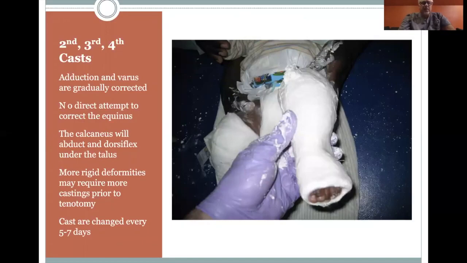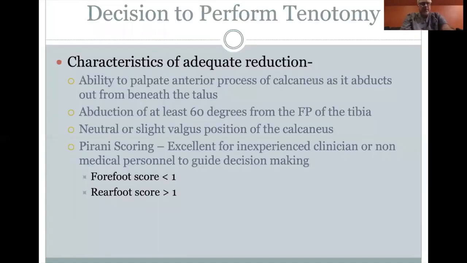The second, third, and fourth cast is going to consist of adduction and varus, which are gradually corrected. There's no direct attempt to correct the equinus deformity. The calcaneus will abduct and dorsiflex under the talus as you're moving the foot over. More rigid deformities may require more than 4 or 5 or so casts. You may have to go up to 7 or 8. And then you change the cast about every 5 to 7 days.